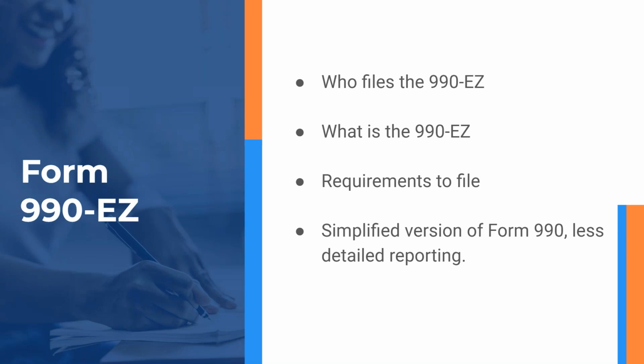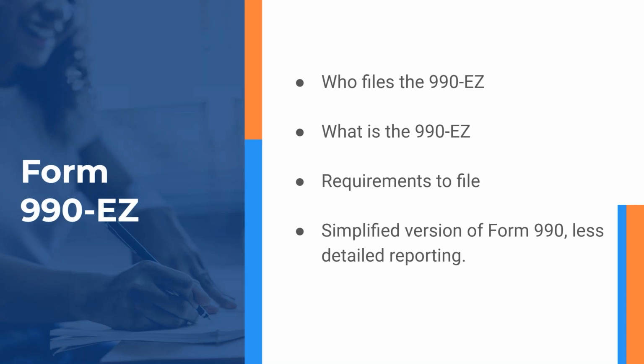Part 2 will be the balance sheets. This section provides a snapshot of the organization's assets, liabilities, and net assets at the beginning and end of the tax year. It includes categories like cash, savings, investments, land, buildings, equipment, accounts payable, and deferred revenue.